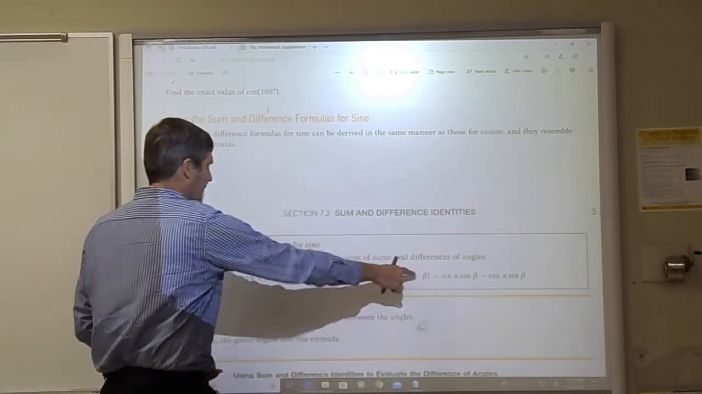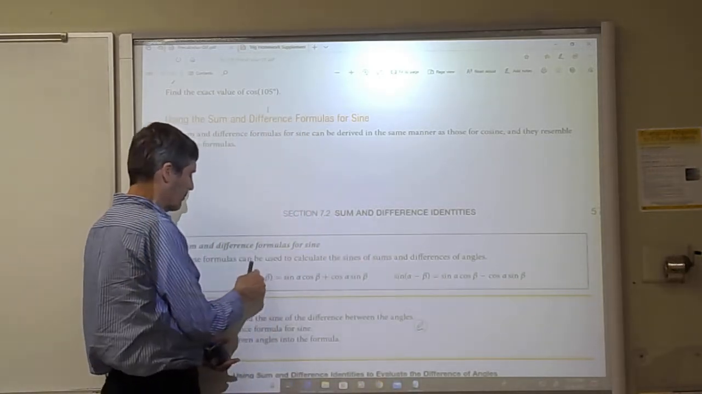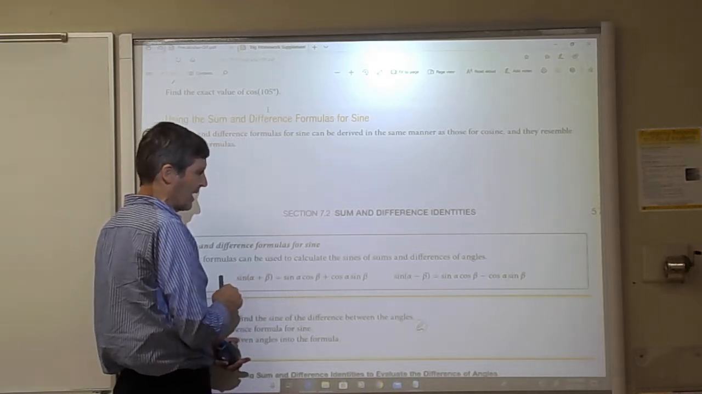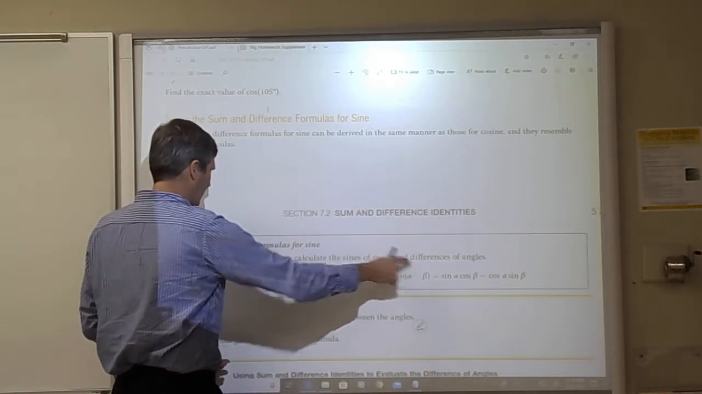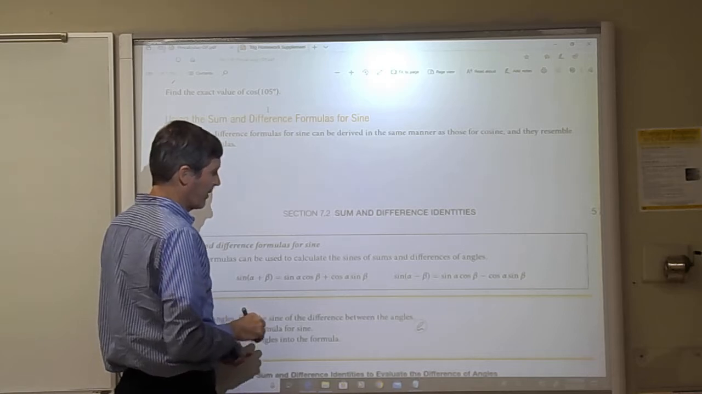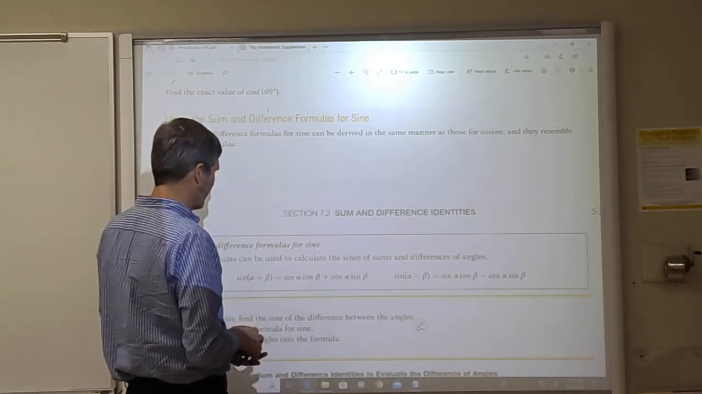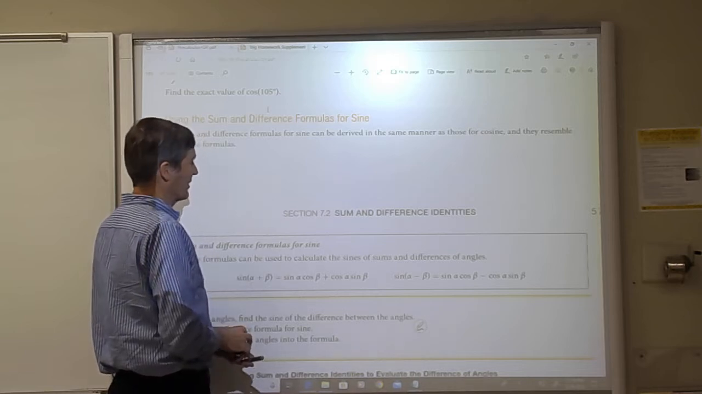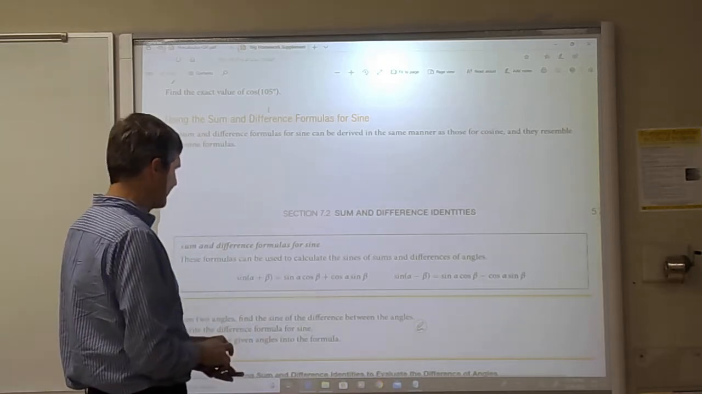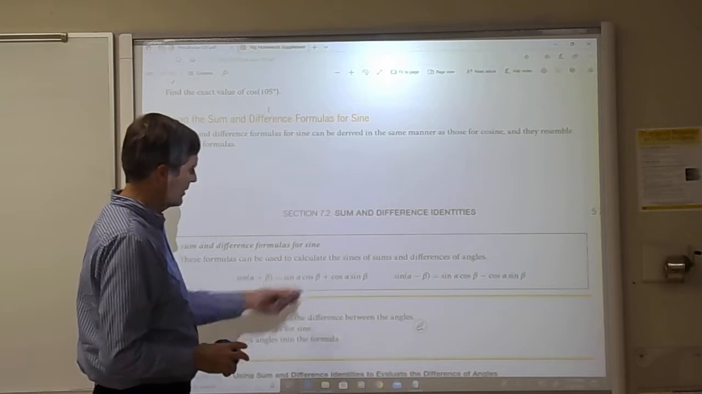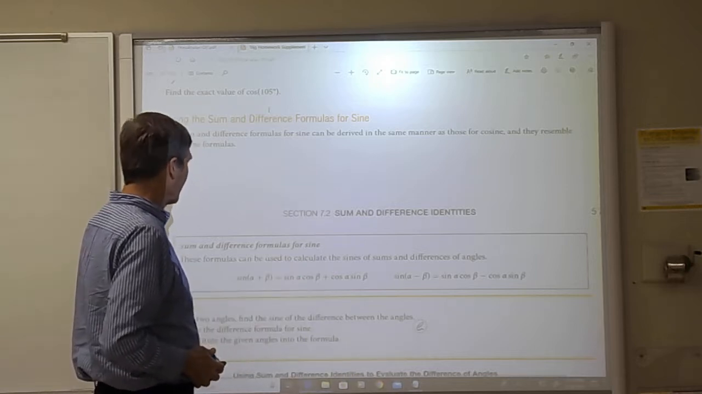We can actually prove this one from this one. If you just replace beta with minus beta and use the even and odd identities, you can derive that one directly from this one. So the sum and difference for sine come in pairs too. That can be written succinctly by just changing the signs here.